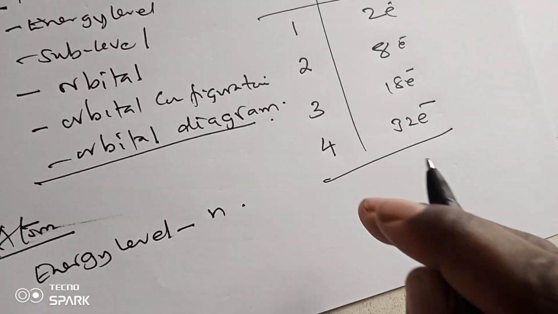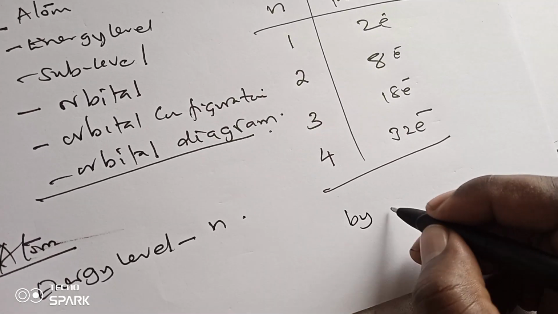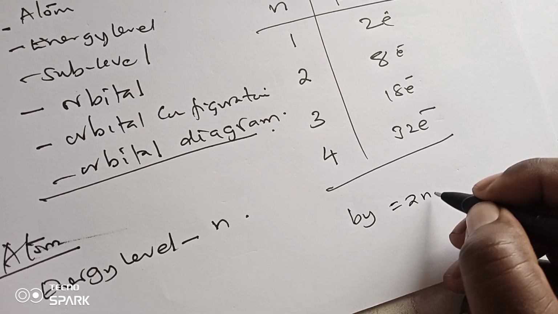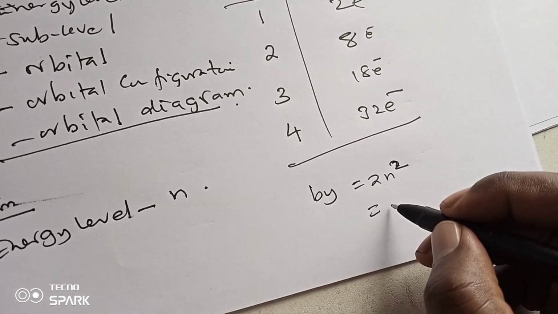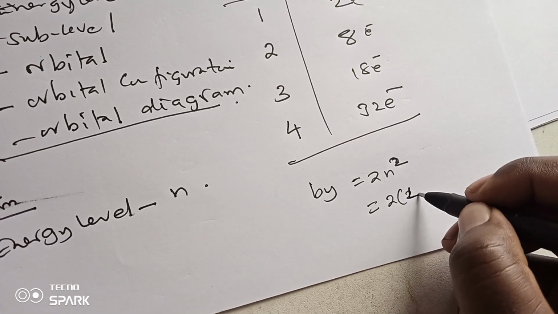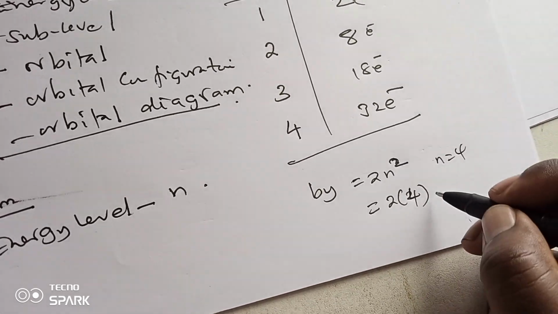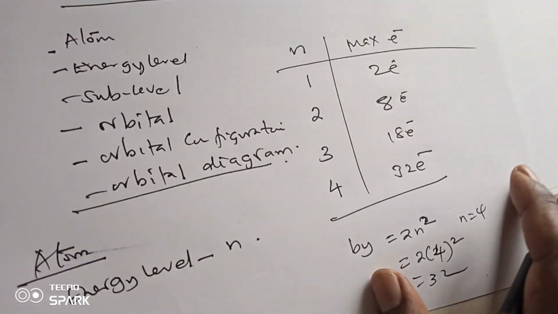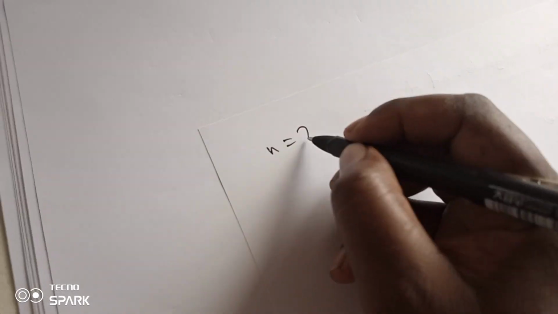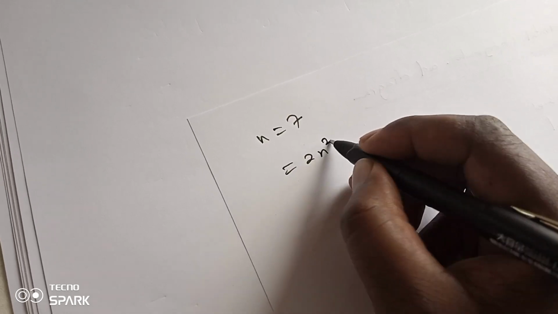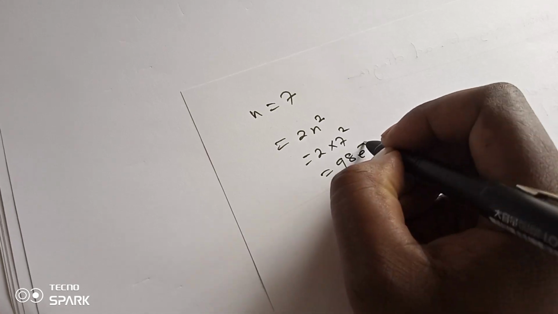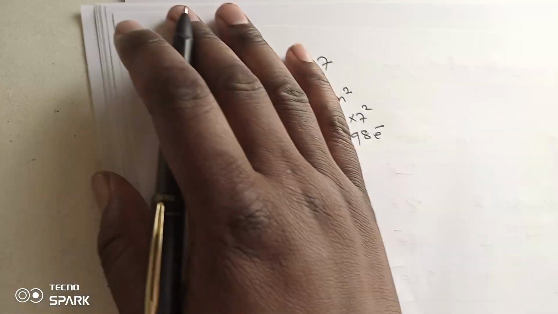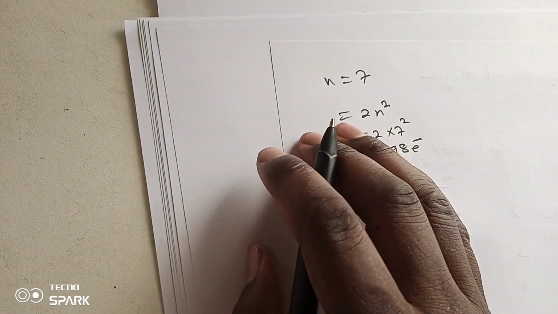But this one you can predict by the formula. That is 2n squared, where n is the energy level. For example, if n is equal to 4, this one is going to be 32. If n is equal to 7, this is going to be 2n squared, which is 7 squared, which is 98. Maximum of electrons it can contain in an energy level.